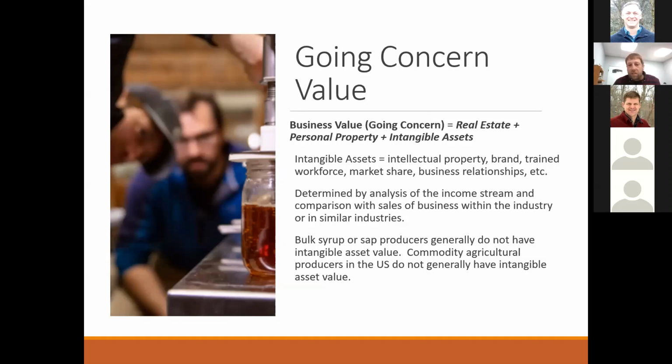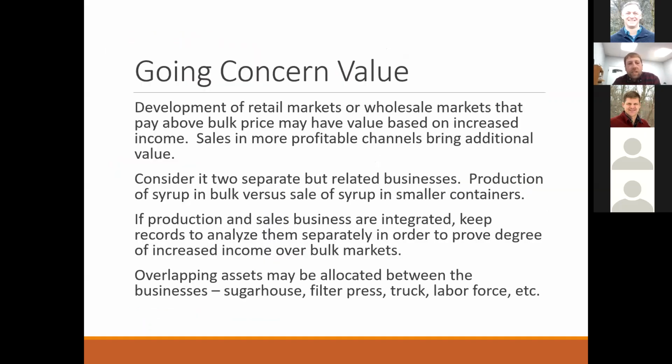Now, bulk syrup sap producers generally don't have intangible asset value. Generally, the value of their business is the value of the assets. That's commonly commodity agriculture producers in the U.S. don't generally have intangible asset value. Where we see going concern value is when you've developed retail markets or wholesale markets that pay above the bulk price, and that may have value based on the increased income that this creates. So sales in more profitable channels generally bring additional value.